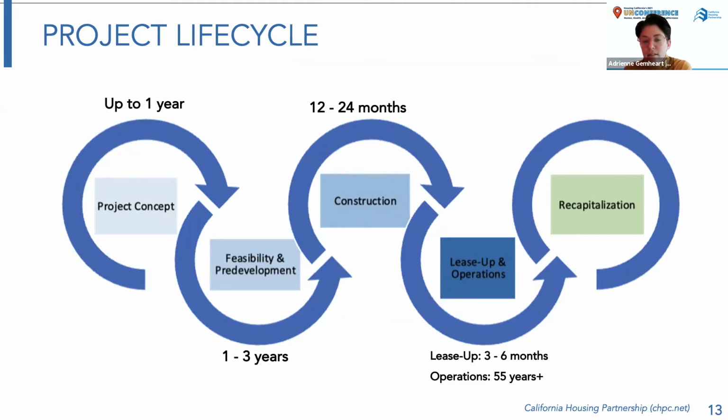Once that idea is moved forward, you're then in the stage of feasibility and pre-development, which we'll go into in a lot more detail, but that could take 1 to 3 years. Once that is complete, you begin the construction phase, which is typically 12 to 24 months, followed by lease up, which is around 3 to 6 months, and operations, which in California is a minimum of 55 years, with the goal of having the housing affordable in perpetuity. And then into recapitalization, which usually happens around year 15. We'll also be discussing that more later today.